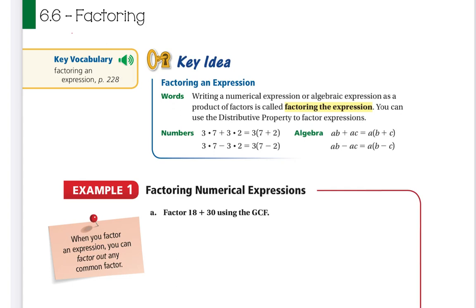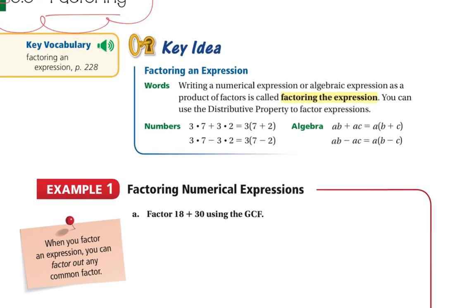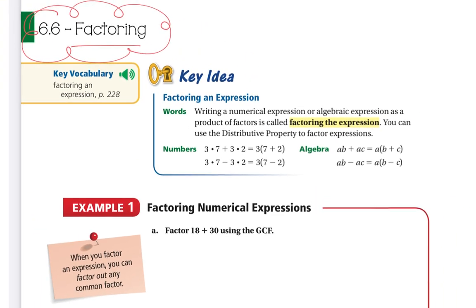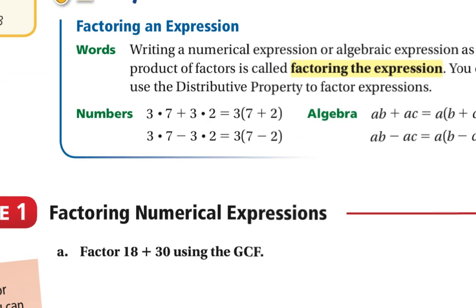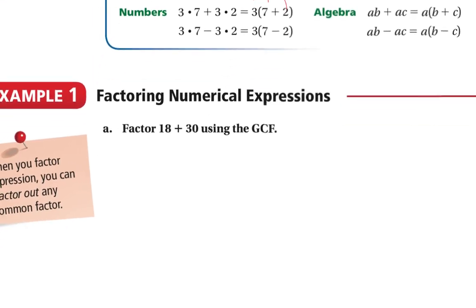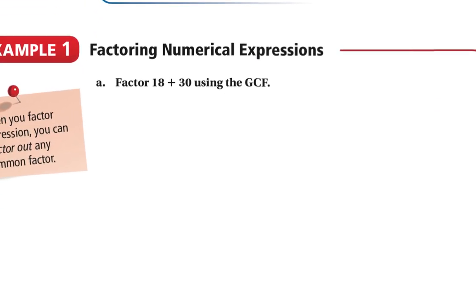Okay, so today we're doing factoring. We're on this page of our notes that's called 6.6 factoring. Factoring is kind of the opposite of the distributive property. Instead of multiplying a number in, we're going to be dividing a number out. If we look at example A, it says factor 18 plus 30 using the greatest common factor.